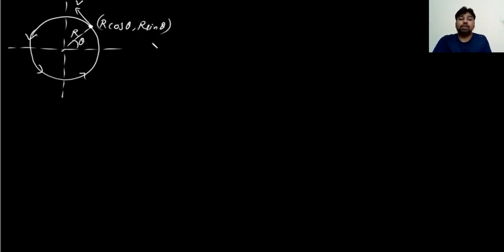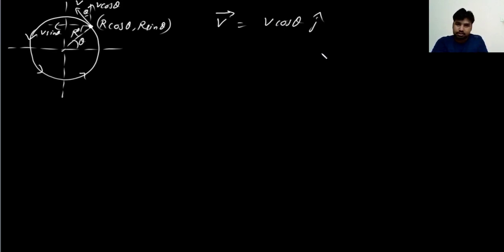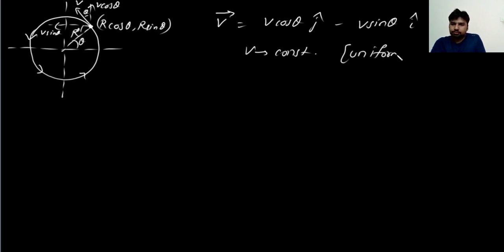And how do I write the velocity vector? See, the velocity vector will have two components. This angle is theta, this is also theta. So v cos theta is here and v sin theta is here. So how do I write the velocity vector? V cos theta j cap in the plus y direction minus v sin theta i cap. This is the velocity vector. Here v is constant, because I have taken a special case. It is a case of uniform circular motion.